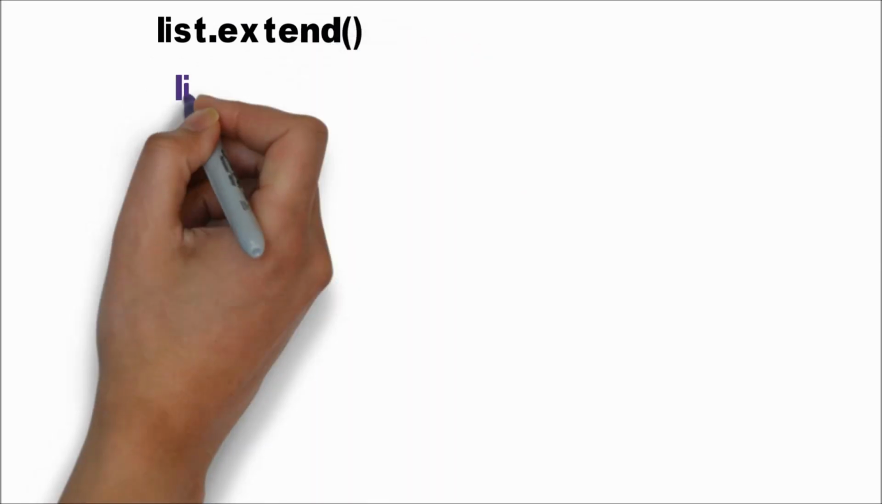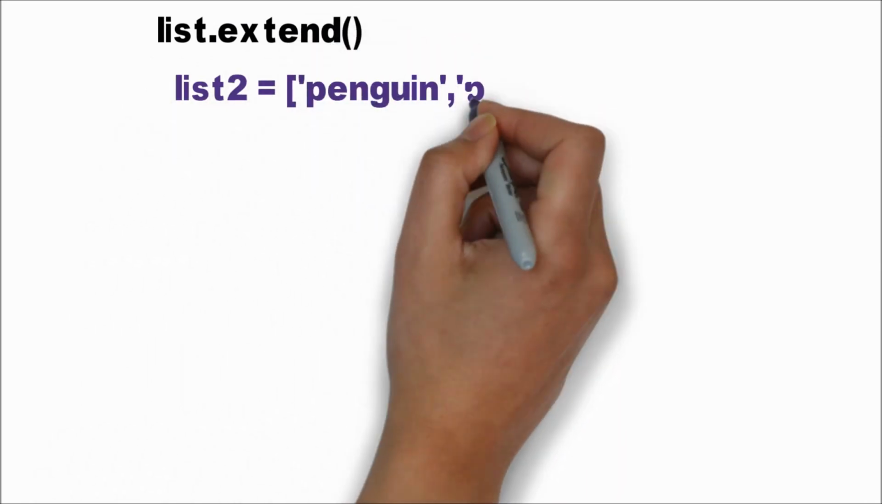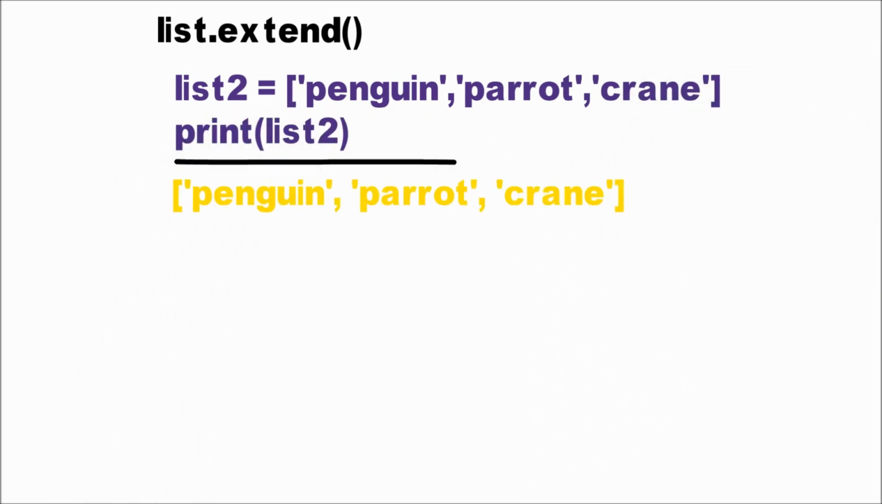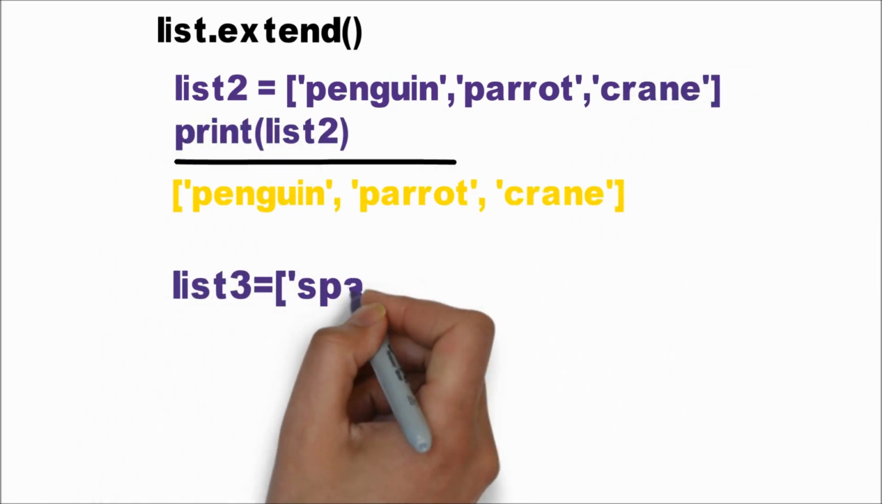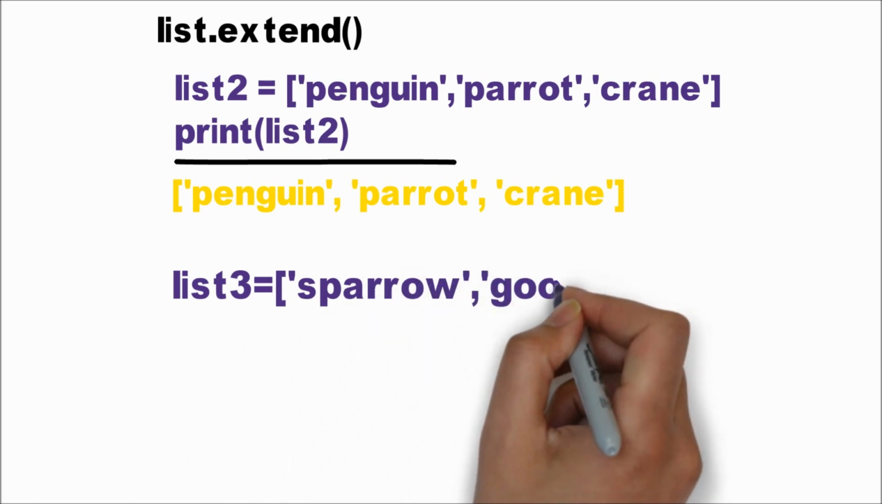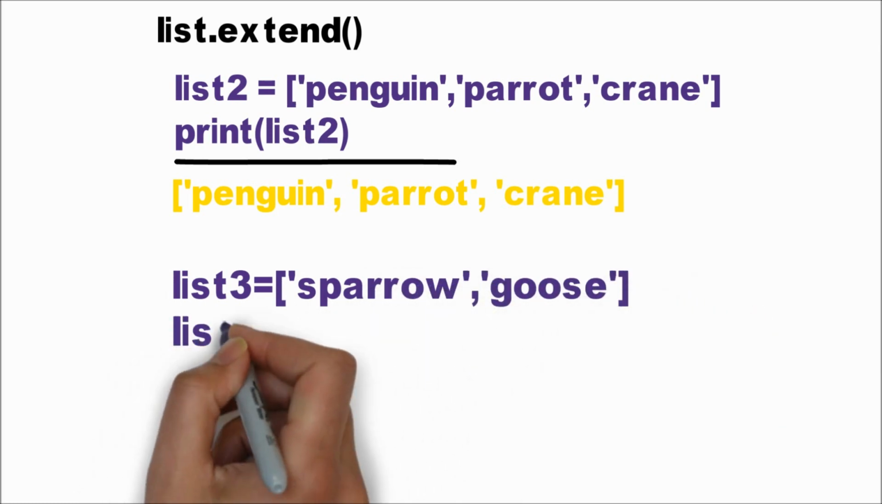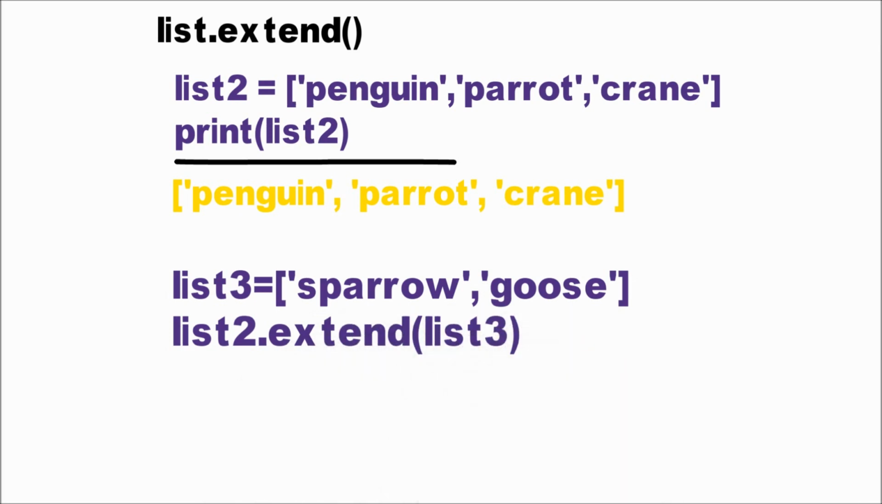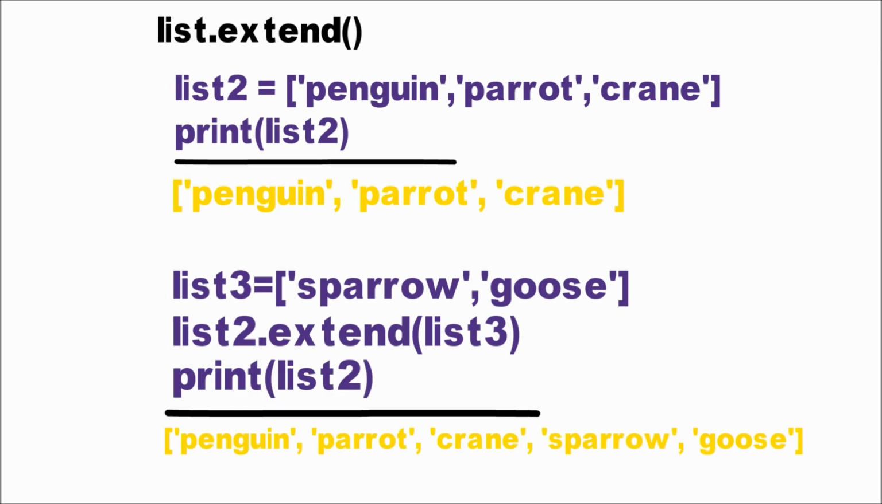The list.extend method is used to append each element of one list to another list. Let's create a list2 equal to penguin, parrot and crane. Let's create another list3 equal to sparrow and goose. We shall use the list.extend method to append each element in list3 to list2.